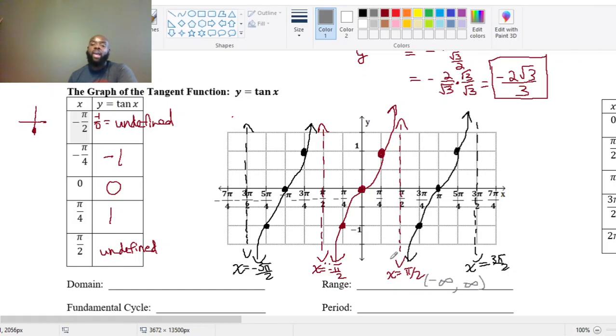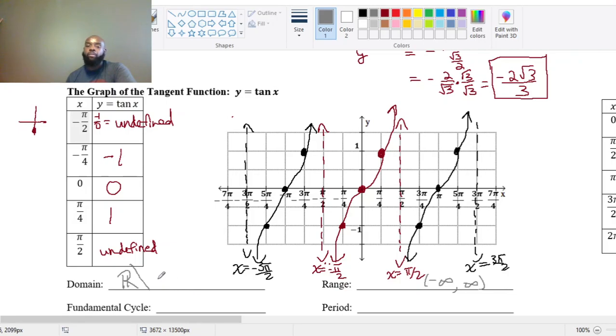Our domain, we have to skip over pi over 2, we have to skip over 3 pi over 2, negative pi over 2, negative 3 pi over 2. The next one we will skip over is negative 5 pi over 2. Over here, it'll be a positive 5 pi over 2. So we're basically skipping over odd multiples of pi over 2. And so I'm going to write my domain as all real numbers except, so this backslash here means except.